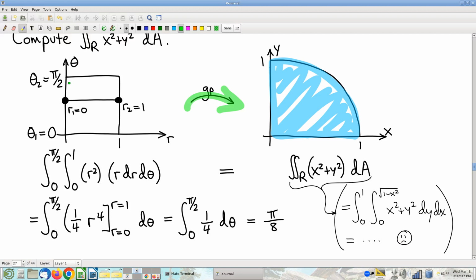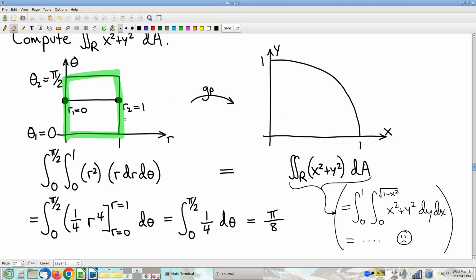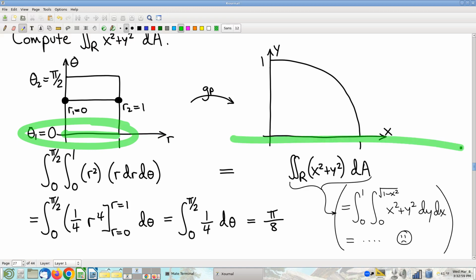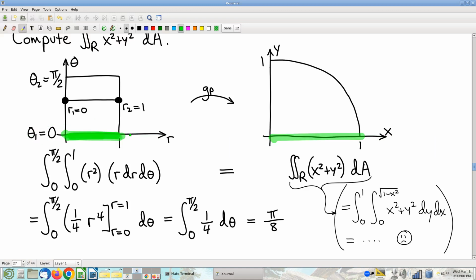I claim that the pullback domain will be this. Now, let me walk you through that argument that this is the pullback domain. We're going to take it one edge at a time. Let's start with this edge right here. In the r theta plane, notice that this is in the plane theta equals 0, which is that right there. And in particular, this is where r goes from 0 to 1. So specifically, it is this edge right there.